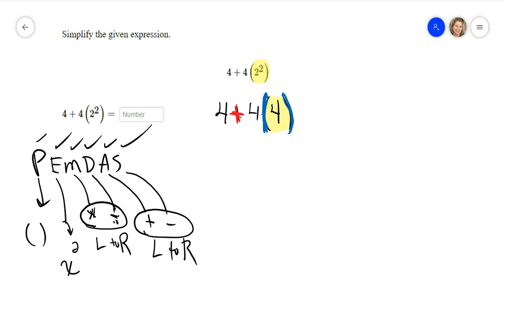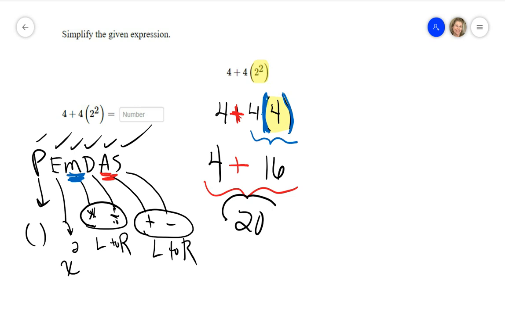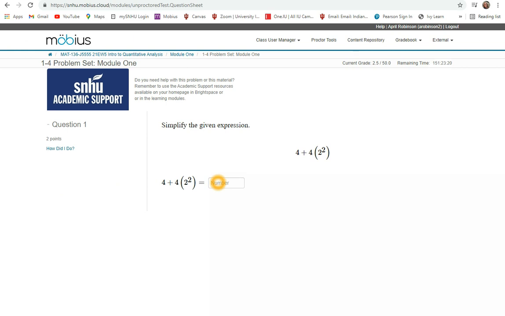Excuse me, they're just using parentheses for that. But you would always multiply here before you do addition. So I'm still going to have the 4 and I'll still have the addition sign. But when I'm done with the 4 times 4, I'll get 16. And then the last thing I do is add, and that gives me 20. And that's my answer.